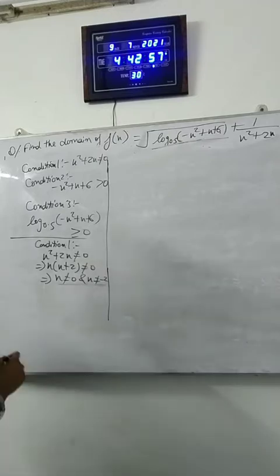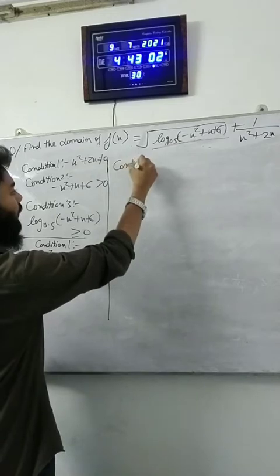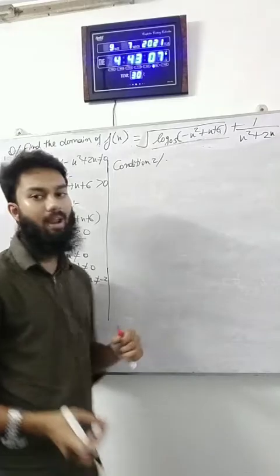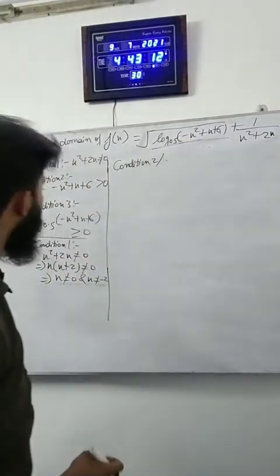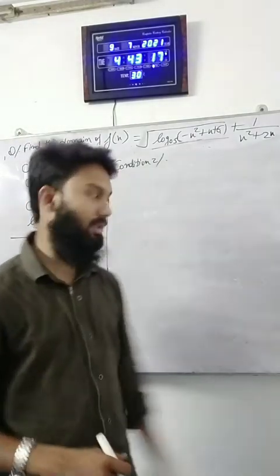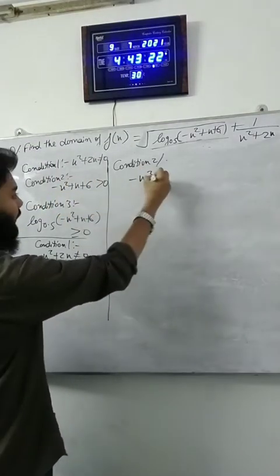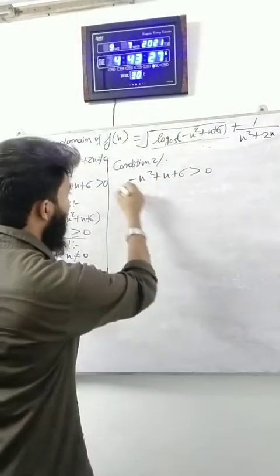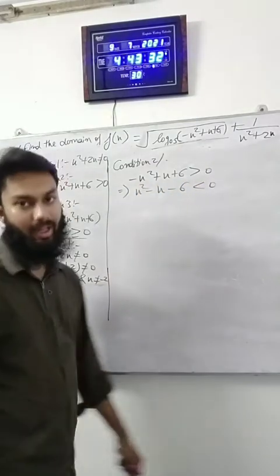Then we come to condition 2. Condition 2 says that this log base 0.5 will be defined if and only if minus x square plus x plus 6 is greater than 0. It cannot be equal to 0 as well, so it must be strictly greater than 0. So minus x square plus x plus 6 is strictly greater than 0. That means x square minus x minus 6 is strictly less than 0.